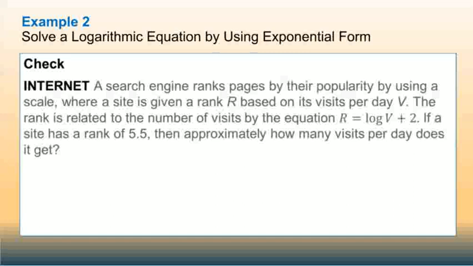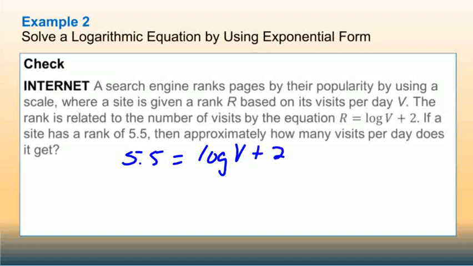Another one from example 2: a search engine ranks pages by their popularity by using a scale, where a site is given a rank R based on its visits per day V. The rank is related to the number of visits by the equation R equals log V plus 2. If a site has a rank of 5.5, then approximately how many visits per day does it get? So the R is the rank. So if the rank is 5.5, I'm going to have 5.5 equaling log of V plus 2.